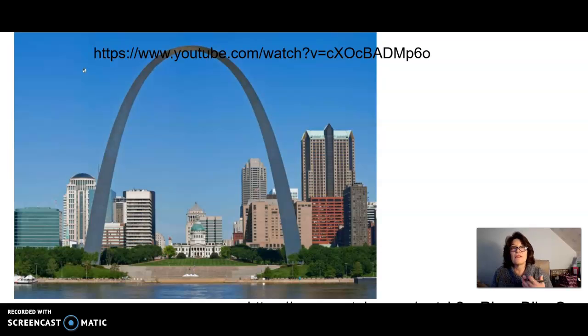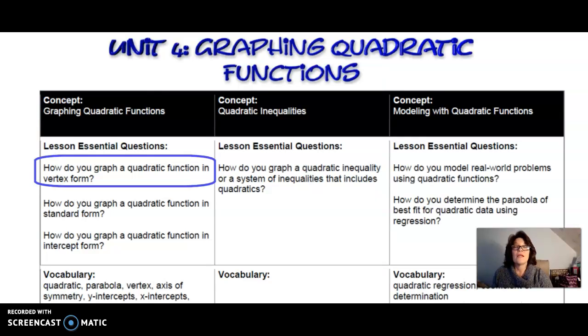We did start with an exploration right before break. Remember the parabola? That's what this is, an upside down parabola. I wanted you to see how they compare to absolute value equations. We are starting our unit 4 formally now. We did the exploration because we had just had our unit 3 test, and I just wanted to introduce it, but now we're actually starting with some notes.